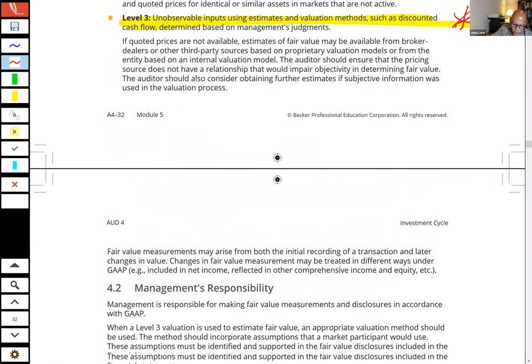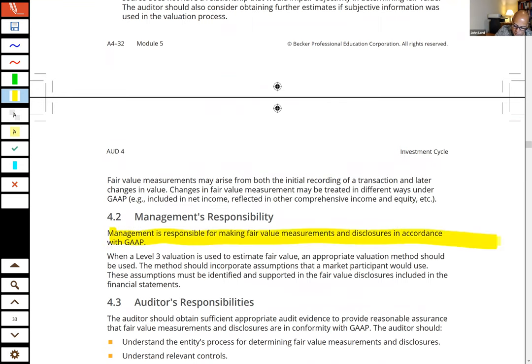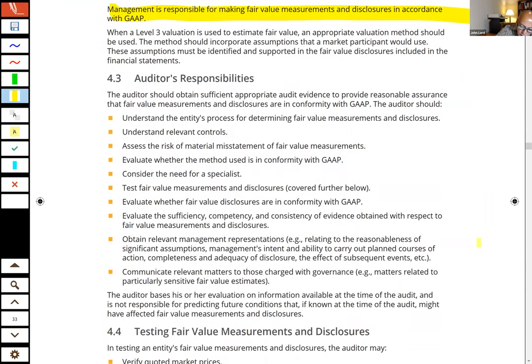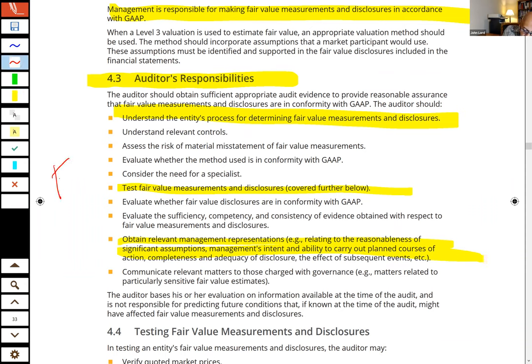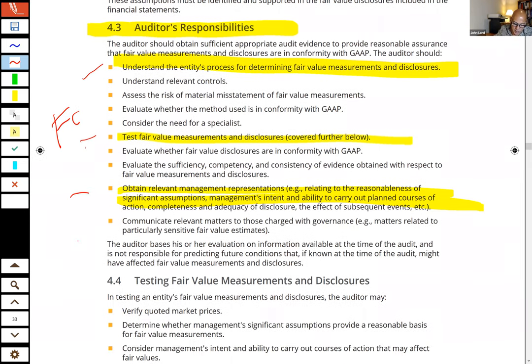Okay. Management is responsible, of course, for making sure that the financial statements adhere to GAAP in the area of fair value. Auditor responsibility, coming down to discussion of fair value, is to understand the entity's process for determining fair value, test fair value measurement and disclosure. We're going to get into that a little bit later, and then obtain representation from management. You're going to get the management rep letter, and you're going to ask them to sign off that the securities they are carrying as held-to-maturity securities, that they do have the positive intent and ability to hold those to maturity. I mean, there's no other way to audit that other than having management sign off that that is their intent. And that's the kind of thing that goes into the representation letter that we'll talk about in a later chapter.